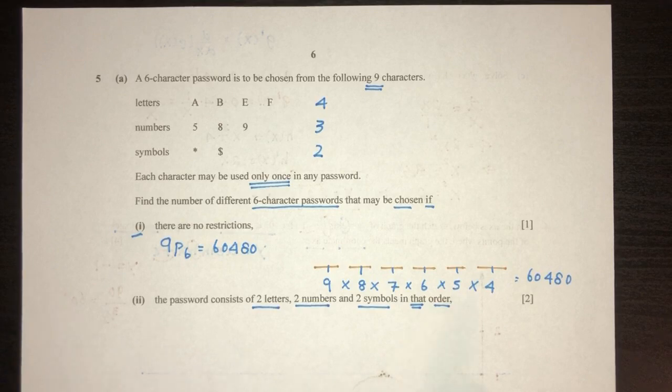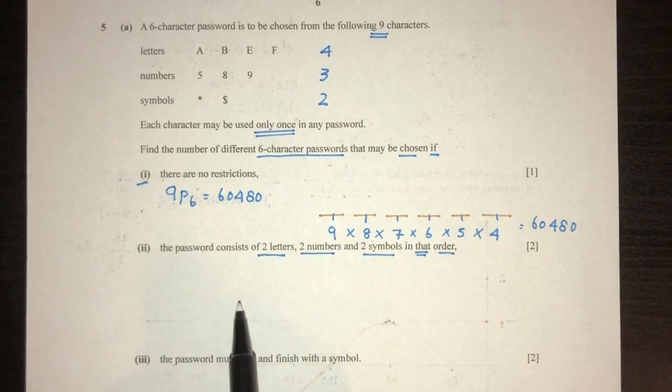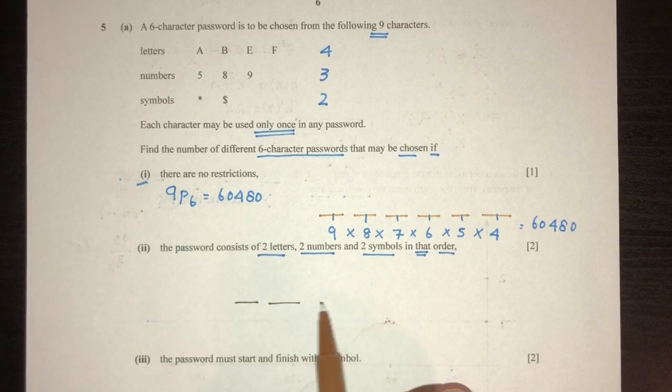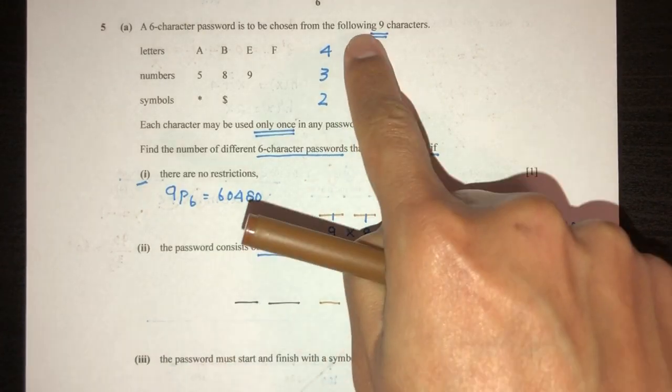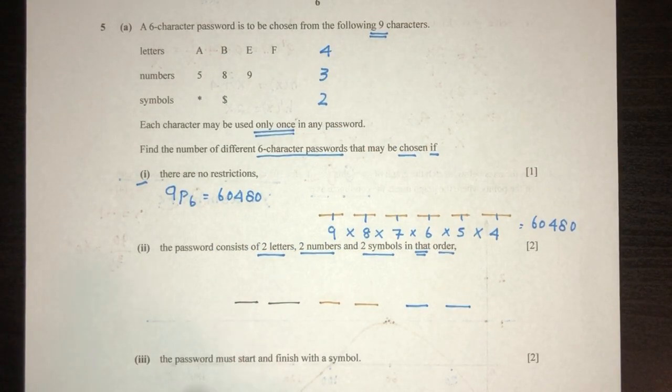Now as you can see, they need you to have 2 letters, 2 numbers, and 2 symbols in that specific order. Now we have to begin with the letters. So we have 4 letters. So for the first one we have 4 choices, right? And then for the second one we have 3 choices.